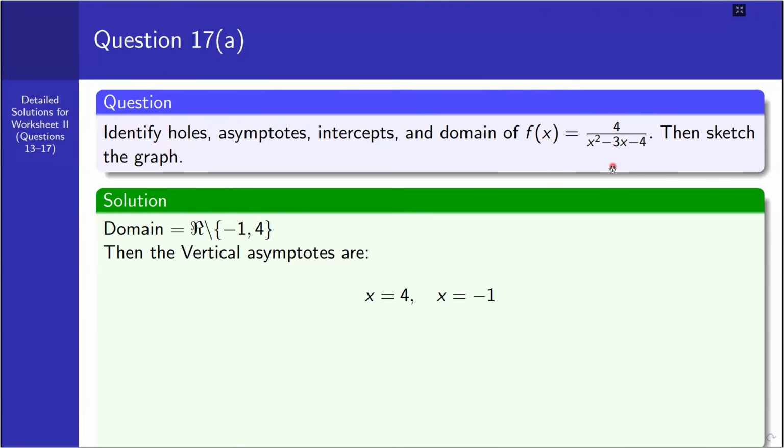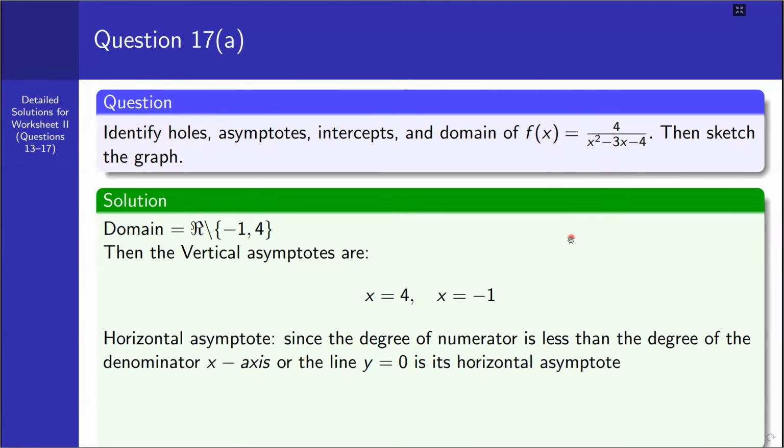Okay, then the horizontal asymptote. A rational function has a horizontal asymptote in two cases. First, when the degree of the numerator is less than the degree of the denominator, the x-axis, that is y equals 0, is the horizontal asymptote. In the second case, when the degrees are equal, the horizontal asymptote for the graph of the given rational function is the horizontal line y equal to the quotient of the leading coefficients of the numerator and the denominator.